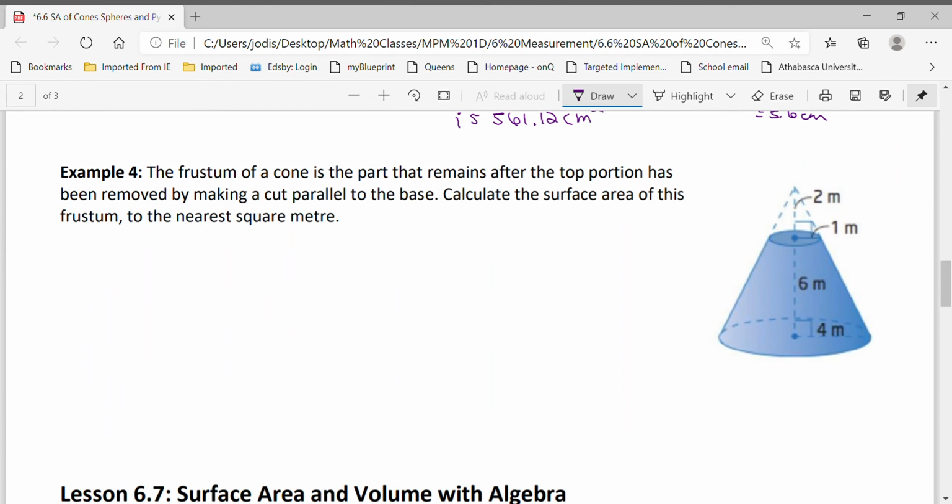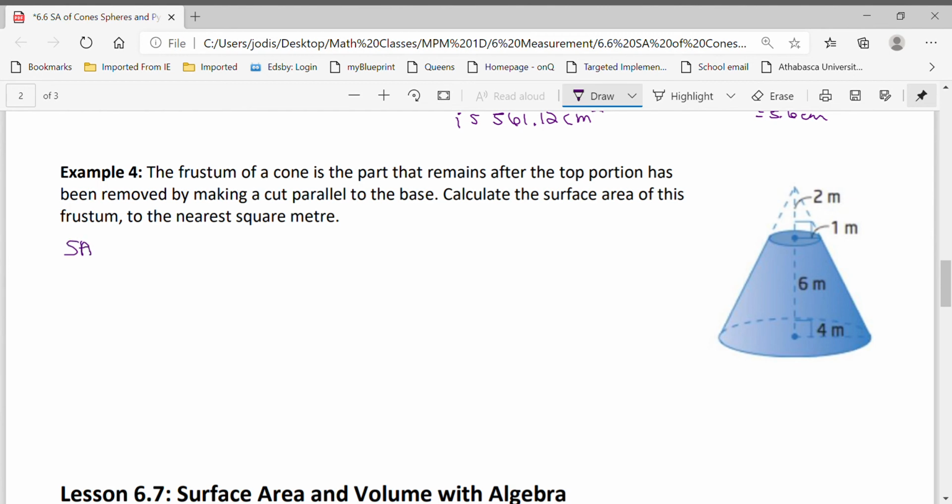All right, and last question here. So we have the frustum of a cone, which is the part that remains after the top portion has been removed by making a cut parallel to the base. So we want to calculate the area of this frustum to the nearest square meter. So basically, from the picture, they want us to calculate the surface area of the blue part. So in order to do this, we're going to have to figure out the surface area of the entire figure, the surface area of the little part that they cut off, and subtract them.